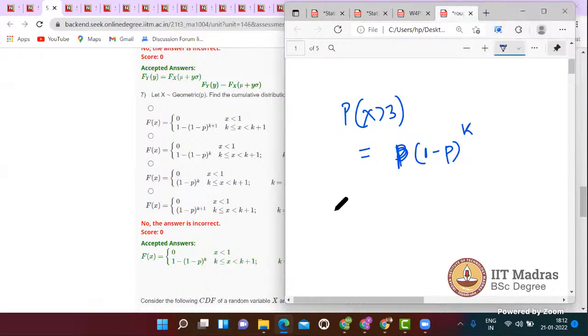So you can write the PDF for the geometric distribution, and you just have to do the summation for the CDF. This is also a simple form of discrete distribution only, and then you have to do the summation for all.